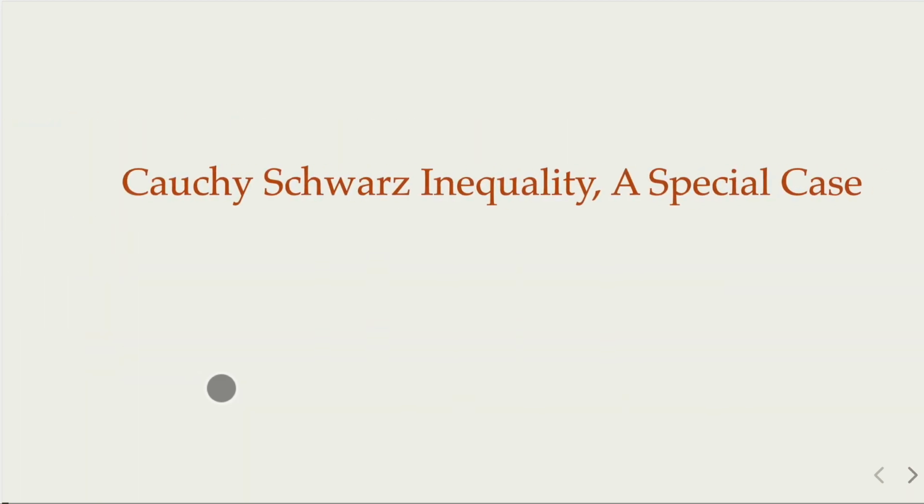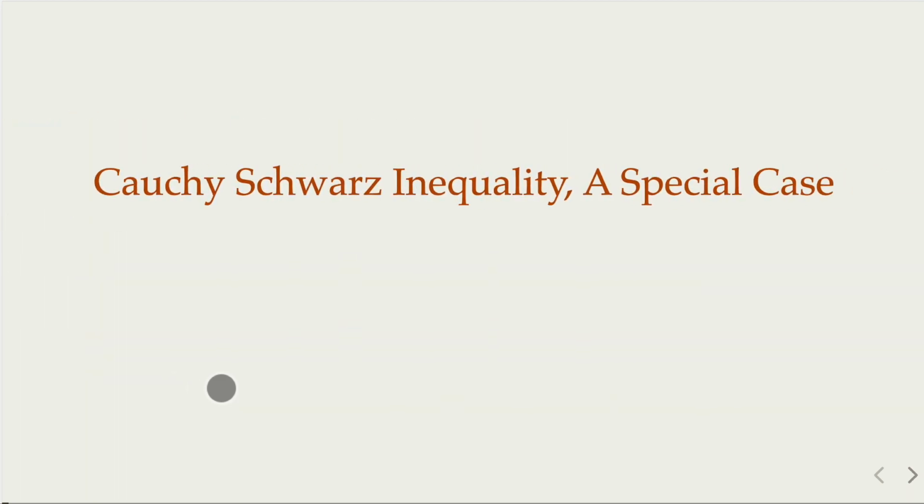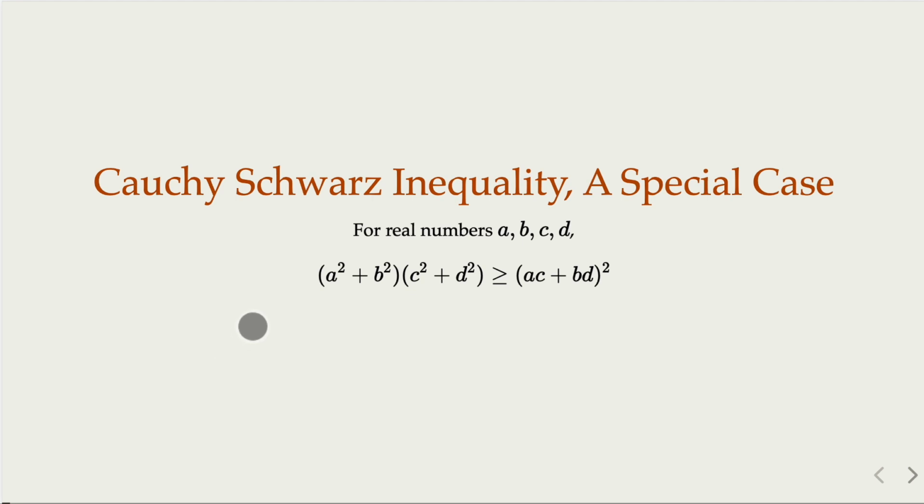Sometimes we have a simpler case, for a sub n, b sub n being of length 2. That is, we have four real numbers a, b, and c, d. This is just a special case. And of course, equality holds when they are proportional. That is, AD equals BC.